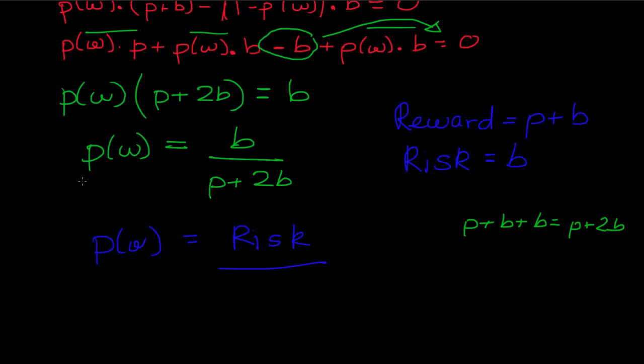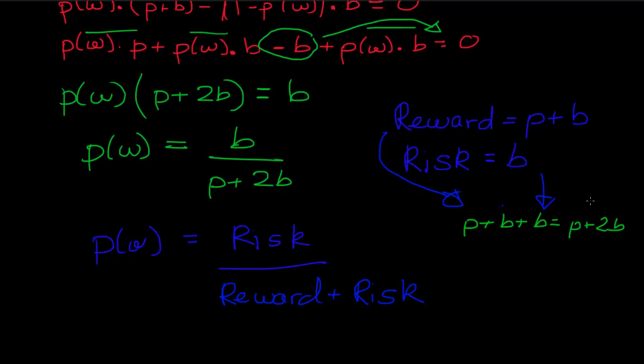So we can say, alright then, well, we've got p plus b here, that is our reward, and then we've got our risk, which is this b term here, so it's risk plus risk. Okay then, and that solves, so all that algebra comes down to this, that we need to win, to break even, risk over reward plus risk.